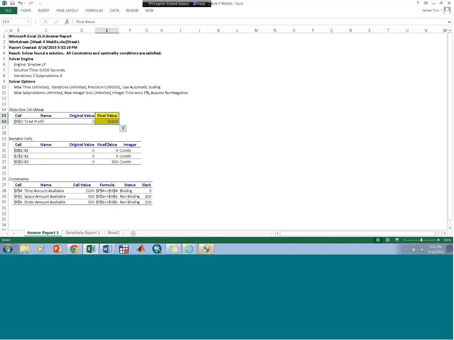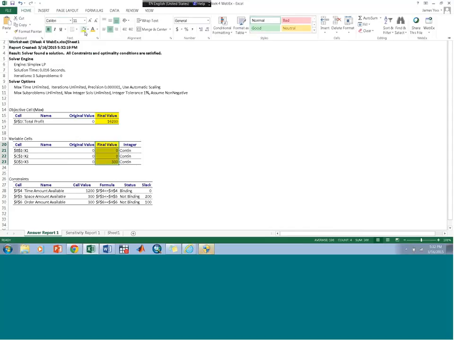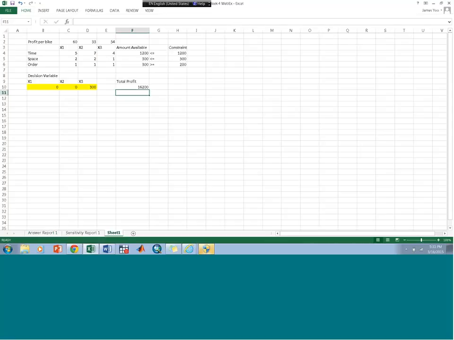And the final values in the variable cells are the optimal levels of units for X1, X2, and X3. So here's how you interpret these numbers. Going back to your original data, the firm should not sell X1 and X2, but it should sell 300 units of X3 bikes to maximize the total profit, and the total profit will be $16,200. Okay?